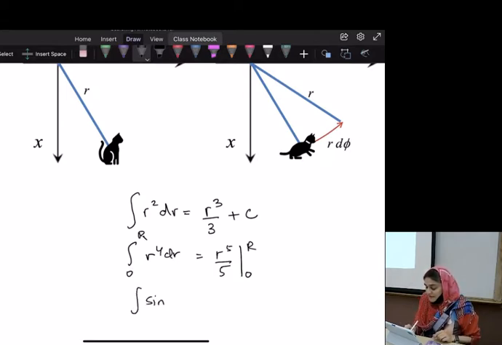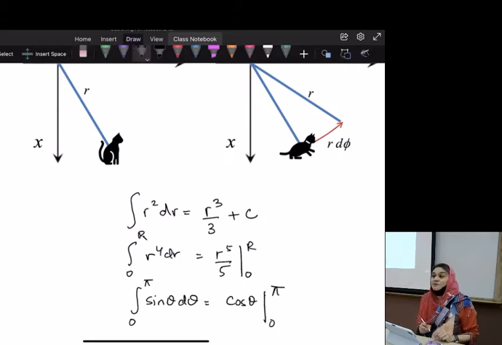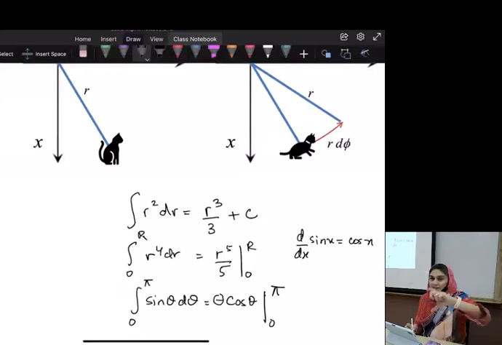Integration of sine of theta d theta is what? Cosine of theta plus a constant. If I give you a 0 to pi, what do you do instead of a constant? You put limits from 0 to pi, correct? Yep. Is it plus cosine or minus cosine? I think it's minus. It's minus. Yeah. It's plus when it's being differentiated, right? d over dx of sine of x is cosine of x. But when it integrates, it's the minus sign. Yeah. No, you're right.